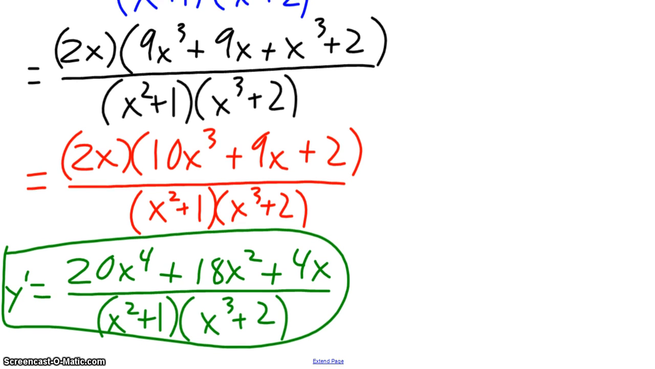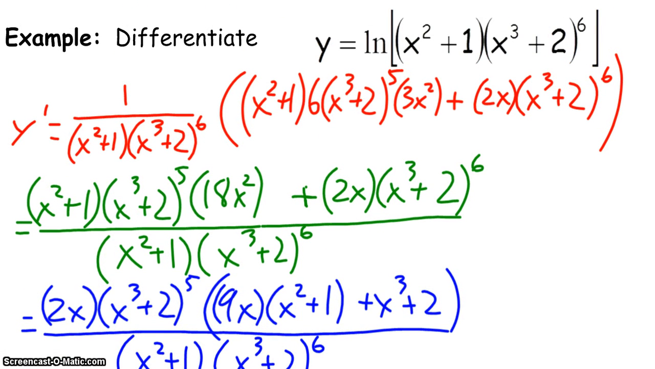So I'm going to show you first what I consider the more work method, but definitely not wrong. And then I'll show you second what I consider the easier work method, but still a lot of work. So the first method is just to take the derivative of the function as it is. So with a natural log, what I'm taking the natural log of goes into the denominator, so I have 1 over the quantity x squared plus 1 times the quantity x cubed plus 2 to the 6th, and then times the derivative of that. So for that I have to use the product rule and the chain rule.